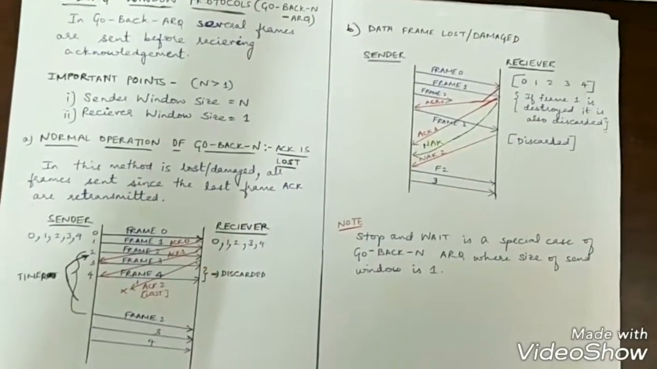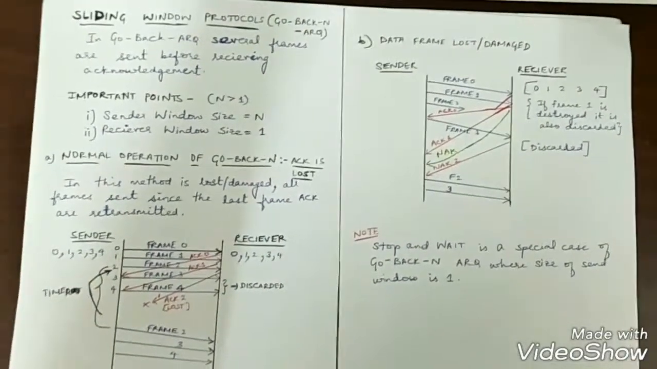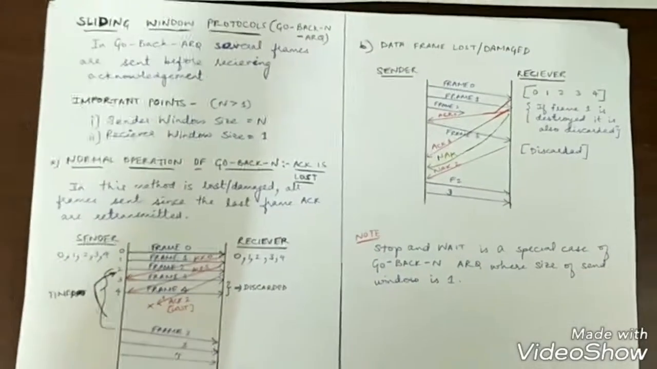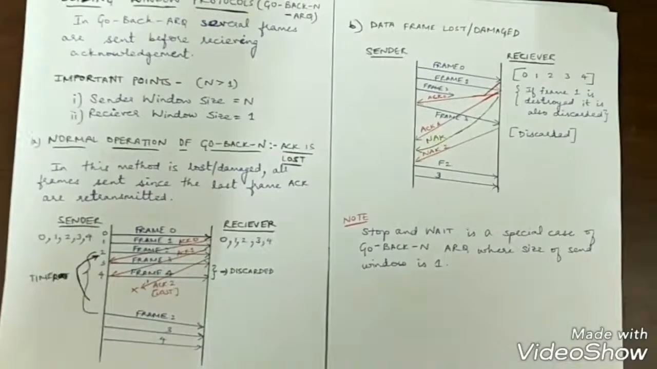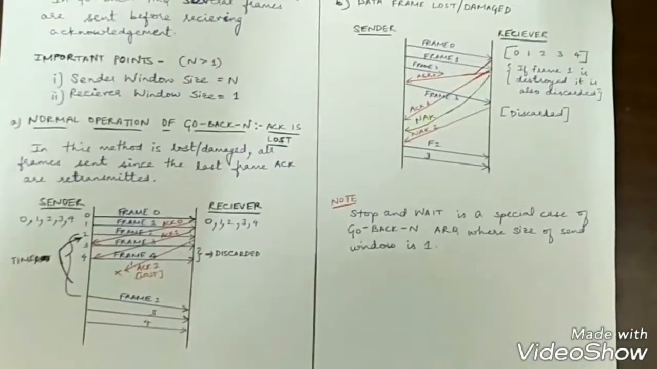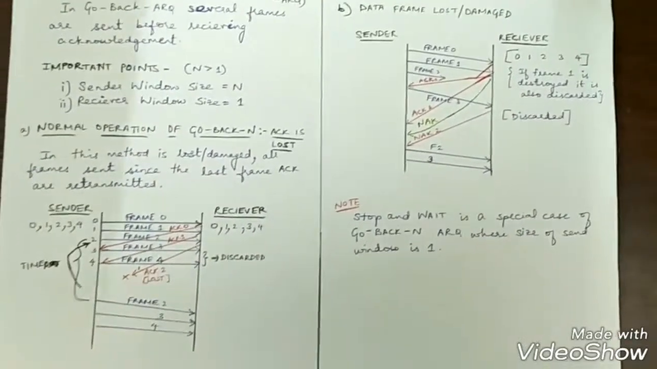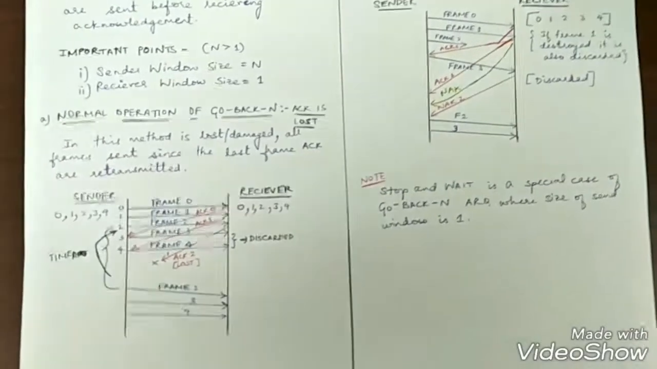Frame 2 was expected to be received, but instead of frame 2, frame 3 was received. Since it's not in order, frame 3 will be discarded and a negative acknowledgement will be sent, that is NAK2, which means that frame 2 is not received. Now the sender retransmits from frame 2, then frame 3 and so on. So this is the case when the data frame is lost.